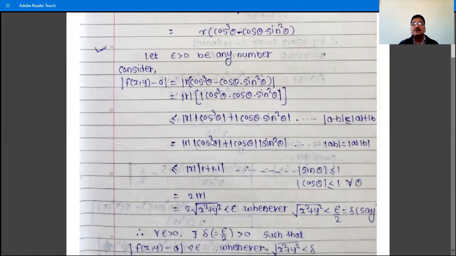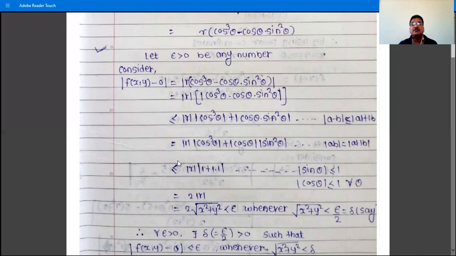And then substitute mod cos cube theta as 1. Substitute mod cos theta as 1. And substitute mod sine square theta as 1. But these are not the actual values of mod cos cube theta, mod cos theta, mod sine square theta, because mod sine theta is less than or equal to 1, mod cos theta is less than or equal to 1. That is, these 1 values are the upper limit. So the larger value of this quantity is substituted. And that's why here the sign is less than or equal to.